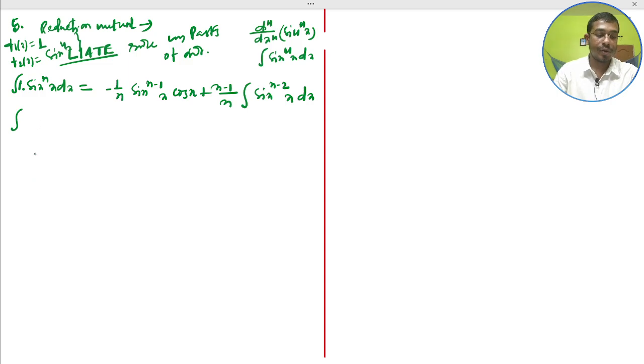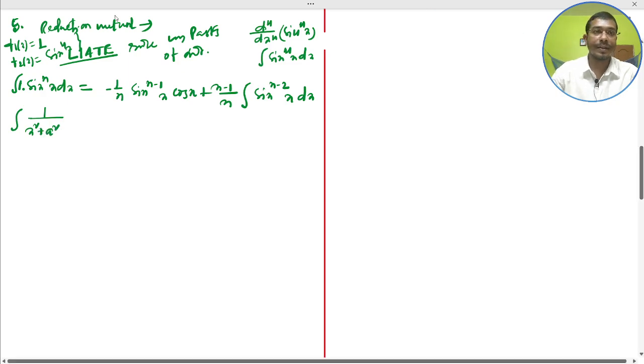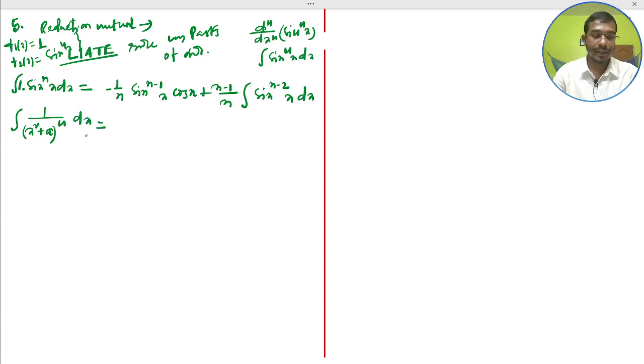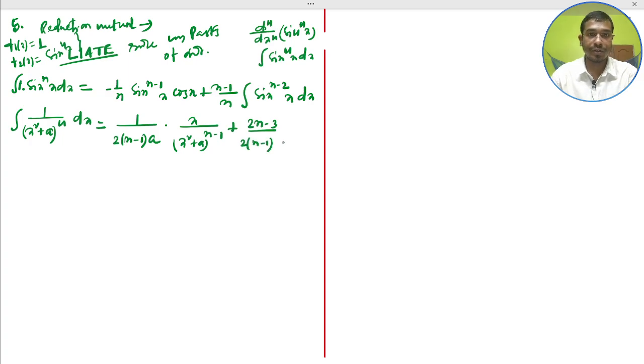Next, for the integration of 1 by (x square plus a) to the power n dx, it would become 1 by 2 into (n minus 1) into a, into x divided by (x square plus a) to the power (n minus 1), plus (2n minus 3) divided by 2 into (n minus 1) into a, into integration of 1 by (x square plus a) to the power (n minus 1) dx. This would be the reduction formula of this nth order integration.